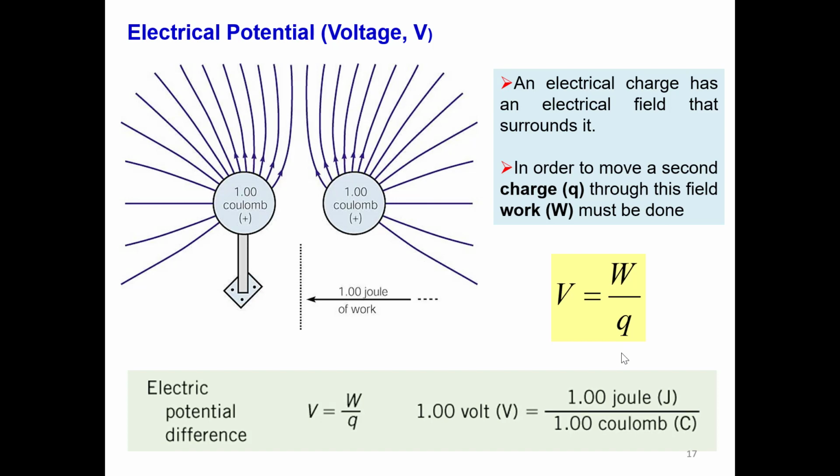Now let's see the units. Because we have work in the numerator, on top we have joules. In the denominator we have charge, and this is coulomb. Then voltage is defined as joule over coulomb. But joule over coulomb has a special name, which is volt.